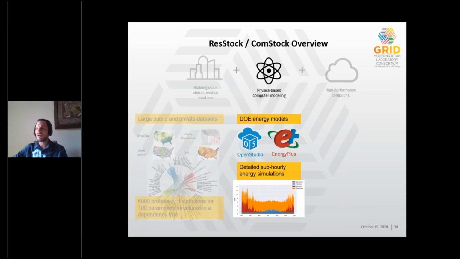The models themselves are built up using the DOE tools OpenStudio and EnergyPlus, and they enable detailed sub-hourly energy simulations with breakdowns by end use. Next slide.